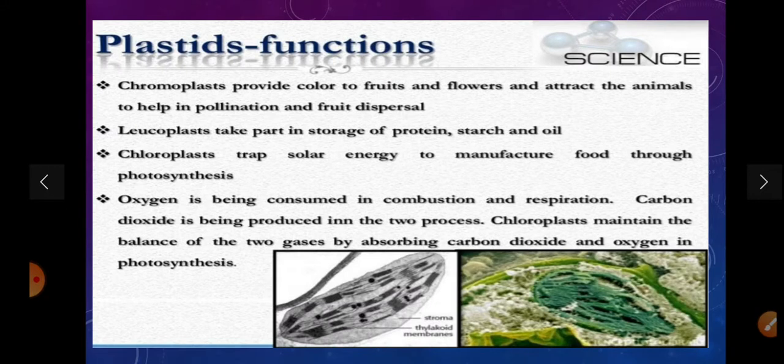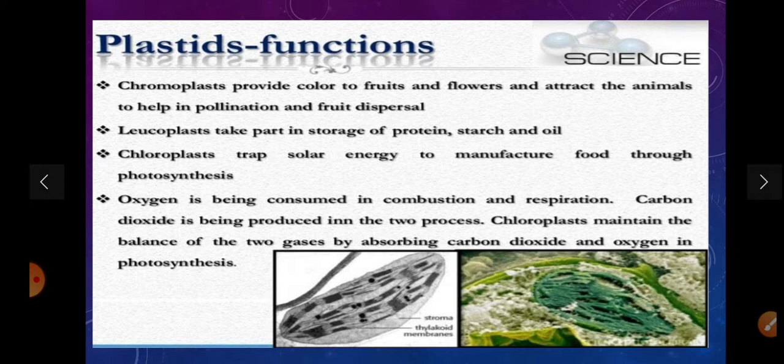What is the function of plastids? The chromoplast provides color to the fruits and flowers and attracts animals to help in pollination and fruit dispersal. Leucoplasts take part in storage of protein, starch, and oil. Chloroplasts trap solar energy to manufacture food through photosynthesis.